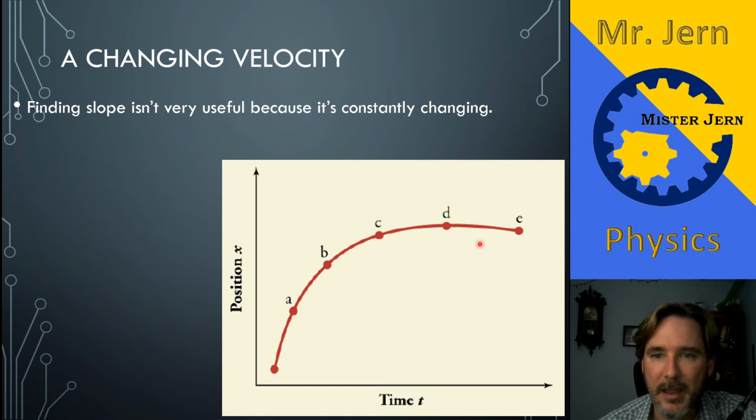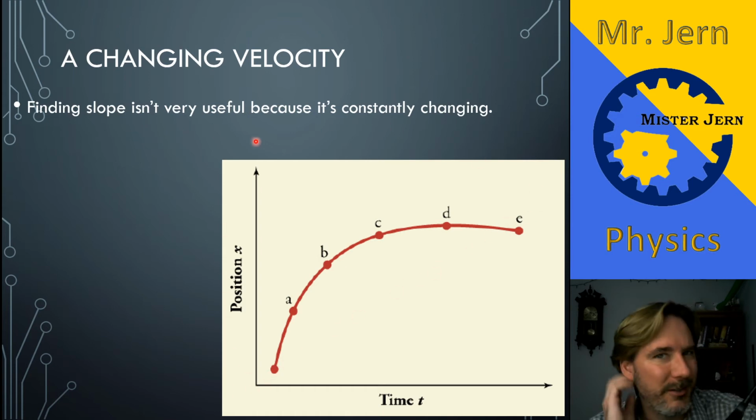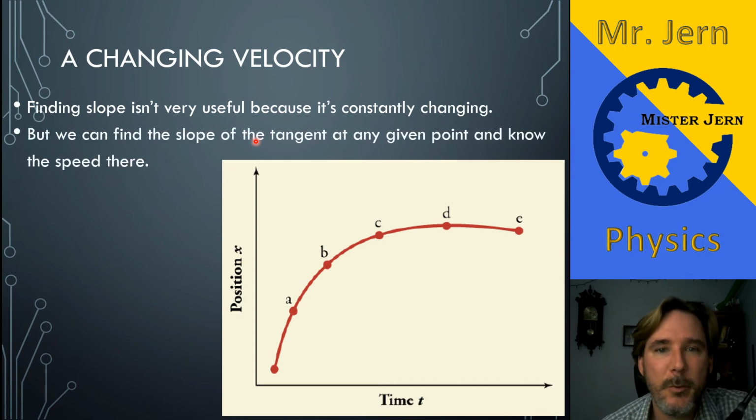We could, I guess, find the average velocity, but what good is that going to do us? Maybe you want to do that, but that's not going to help us. So what we can do is find the slope of the tangent at any given point, and we can know the speed there.